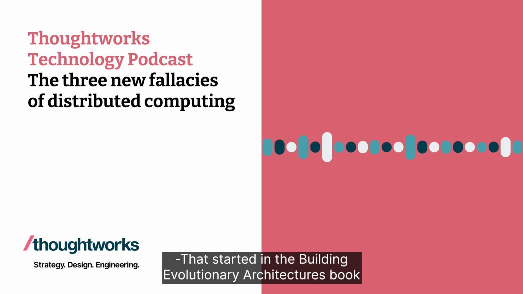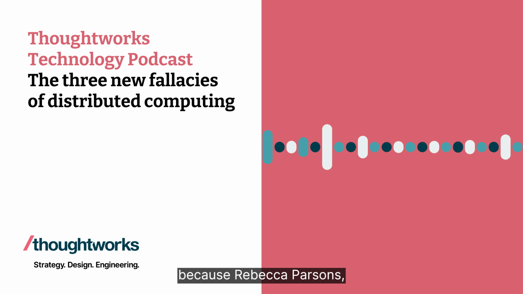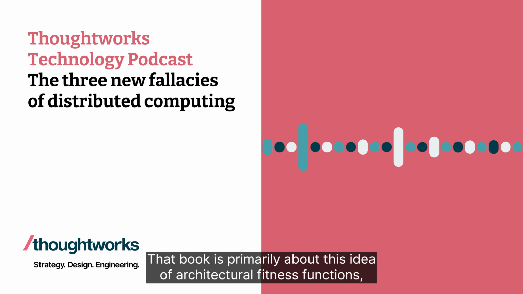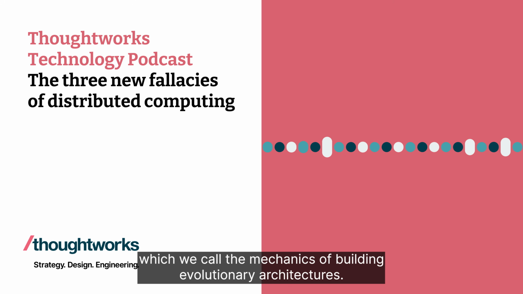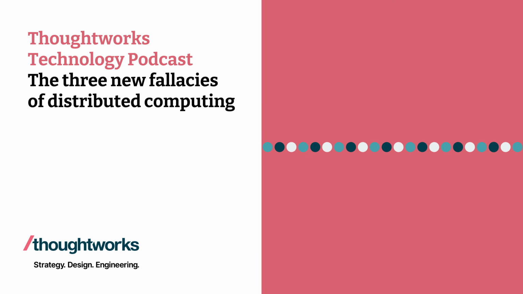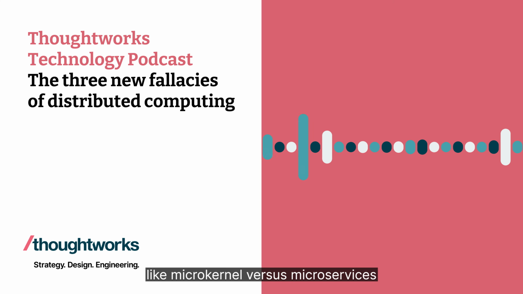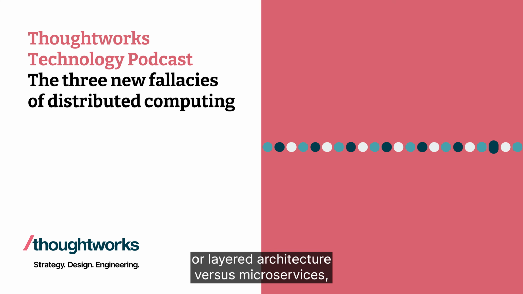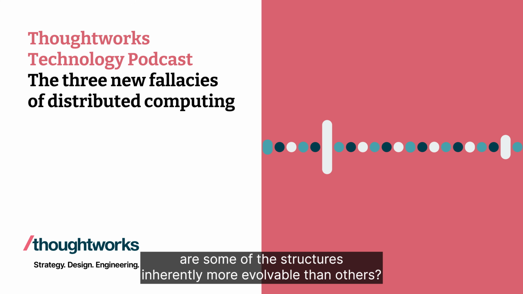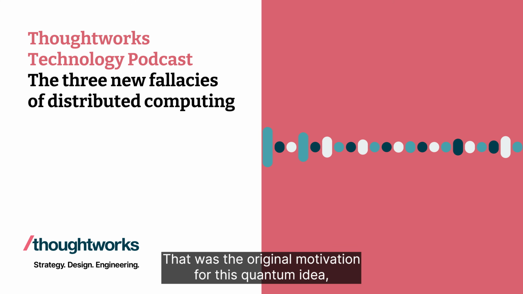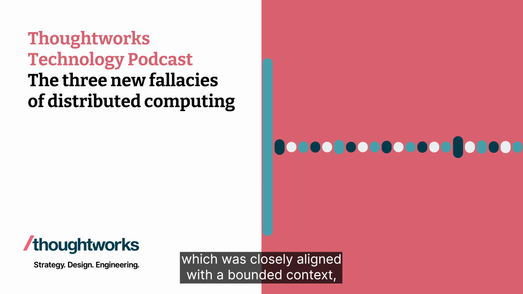That started in the Building Evolutionary Architectures book because Rebecca Parsons, Pat Quah, and I wrote that book primarily about this idea of architectural fitness functions, which we call the mechanics of building evolutionary architectures. But we also wanted to address the structural question of, given the generic topology of an architecture, like microkernel versus microservices or layered architecture versus microservices, are some of the structures inherently more evolvable than others? And if they are, why? And that was the original motivation for this quantum idea, which was closely aligned with a bounded context, but in an architectural sense.